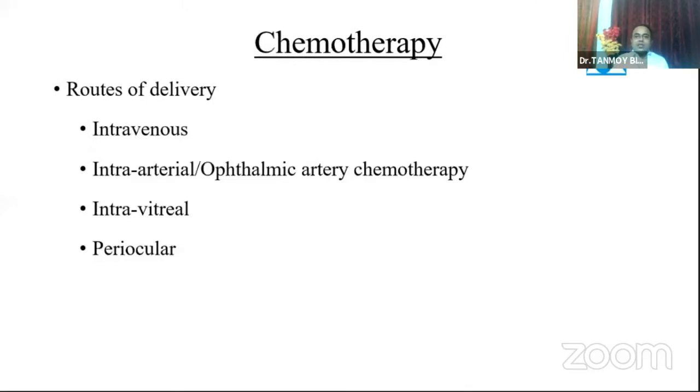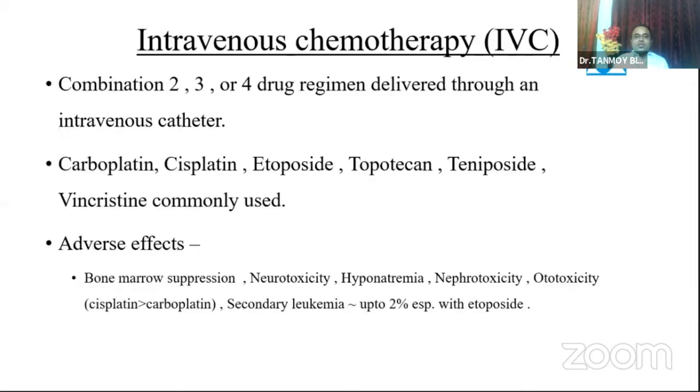Chemotherapy can be used in various ways, that is intravenous, intraarterial, intravitreal, and periocular. So intravitreal chemotherapy is usually a two, three, or four drug combination regimen. The common drugs that are used are carboplatin, cisplatin, etoposide, etc. Adverse effects, like other chemotherapies, are usually bone marrow suppression, neurotoxicity, hyponatremia, nephrotoxicity, etc.